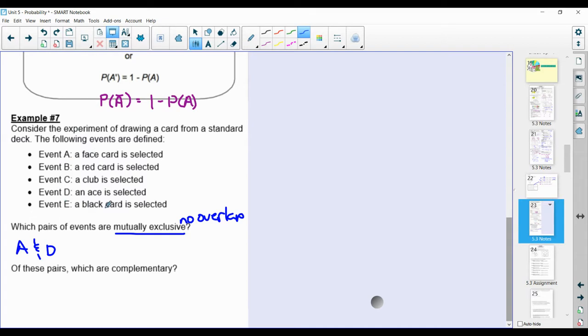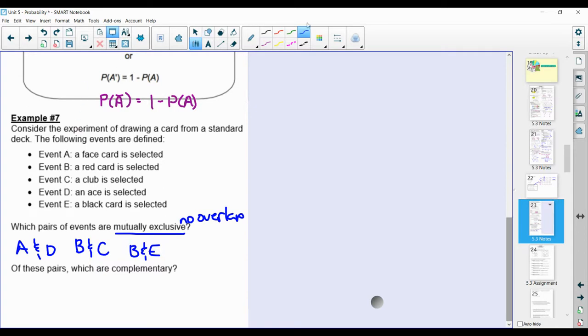And then A and E, well, we can have a black face card. So let's look at event B, a red card and a club. We cannot have a red card and a club, so B and C is mutually exclusive. We can have a red ace. We cannot have a red black card, so B and E is also mutually exclusive. So look, we can have an ace that's a clubs, we can have a black club, and we can have a black ace. So these are our three events, A and D, B and C, and B and E.